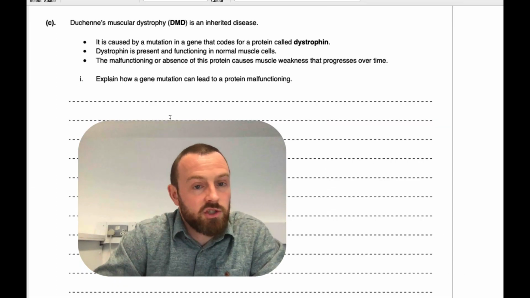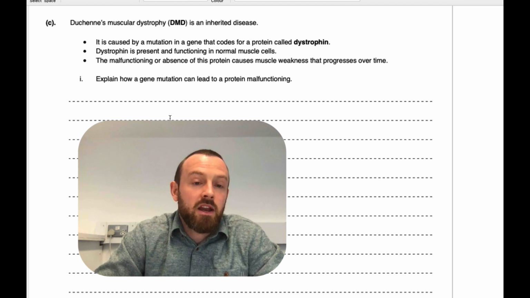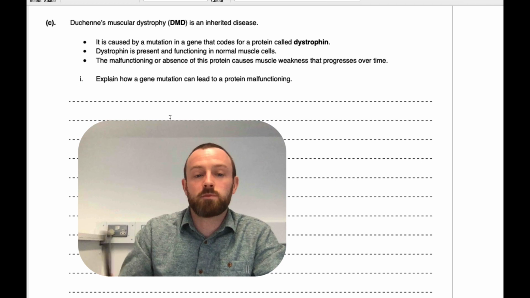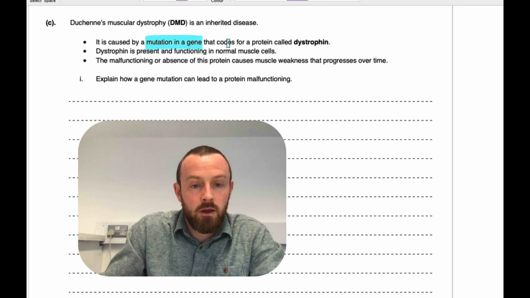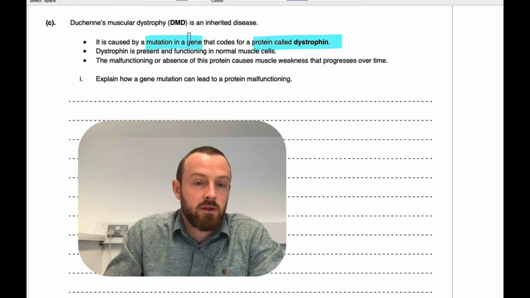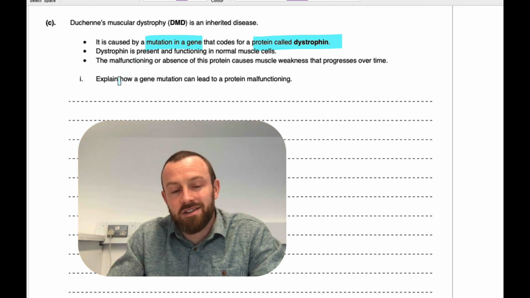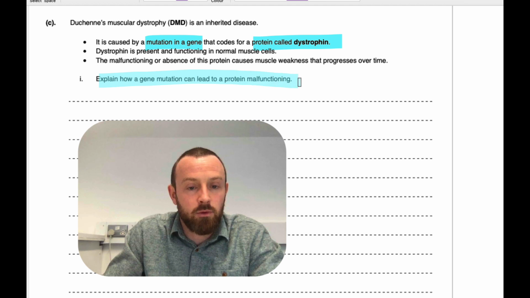Now, the final part of this question is about an inherited disease, the same one we just talked about, DMD, and it says it's caused by a mutation in a gene that codes for a protein called dystrophin. Dystrophin is present and functioning in normal muscle cells, and it's asking you to explain how a gene mutation can lead to a protein malfunctioning.